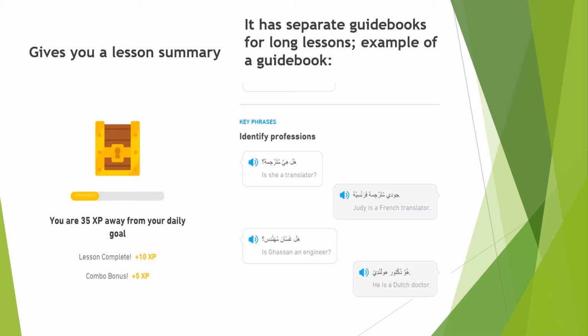There are other examples. Judy is a French translator. Judy مترجمة فرنسية. Is Ghassan an engineer? هل غسان مهندس؟ He is a Dutch doctor. هو الدكتور الهولندي. By these ways, I practice a lot of sentences.